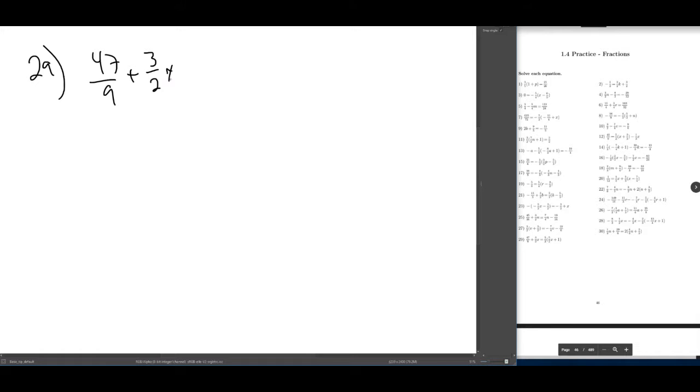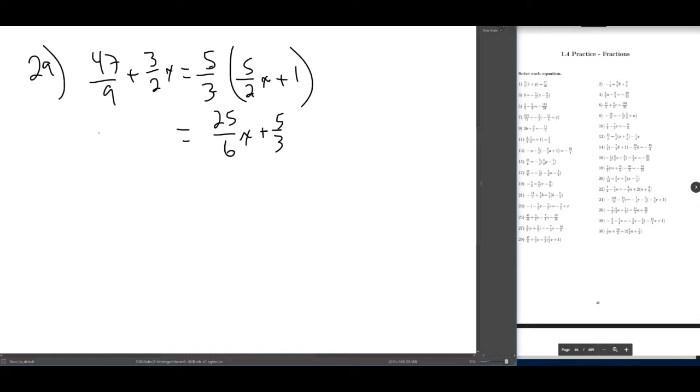Problem 29: 47 over 9 plus 3 over 2x equals 5 over 3 times (2x plus 1). All right, let's do this. First thing we're going to do is get rid of those brackets, right? So 5 times 5 equals 25. 3 times 2 equals 6, and I put the x here. 5 over 3 times plus 1 equals 5 over 3, and here we don't have to do anything, we just carry down plus 3 over 2x.